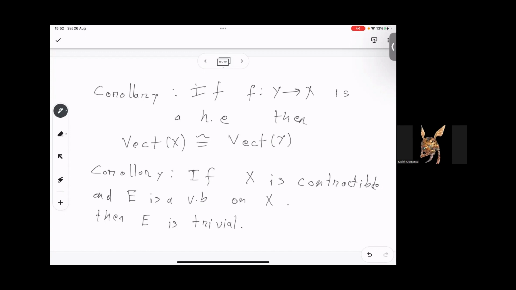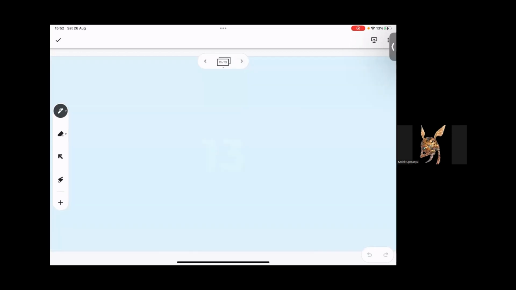So just the homotopy equivalence, homotopy invariance shows us that if X happens to be contractible, then any vector bundle on X will automatically become trivial. Right? So I'll leave these two as an exercise.